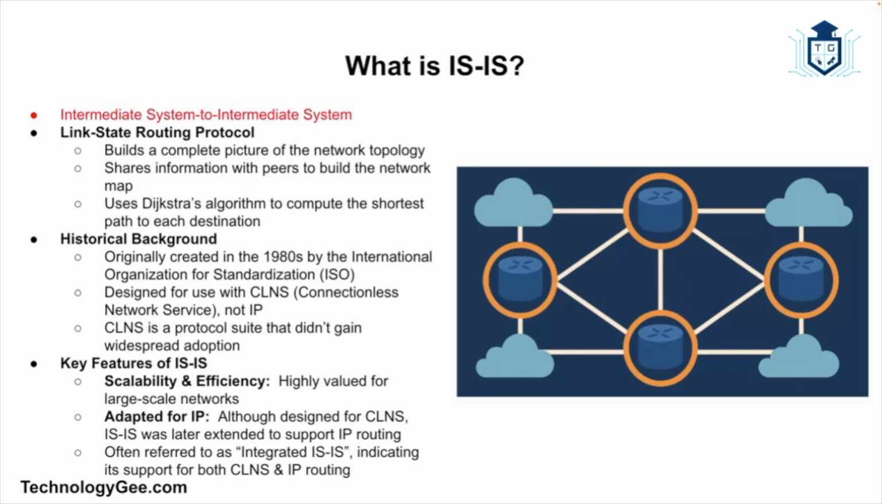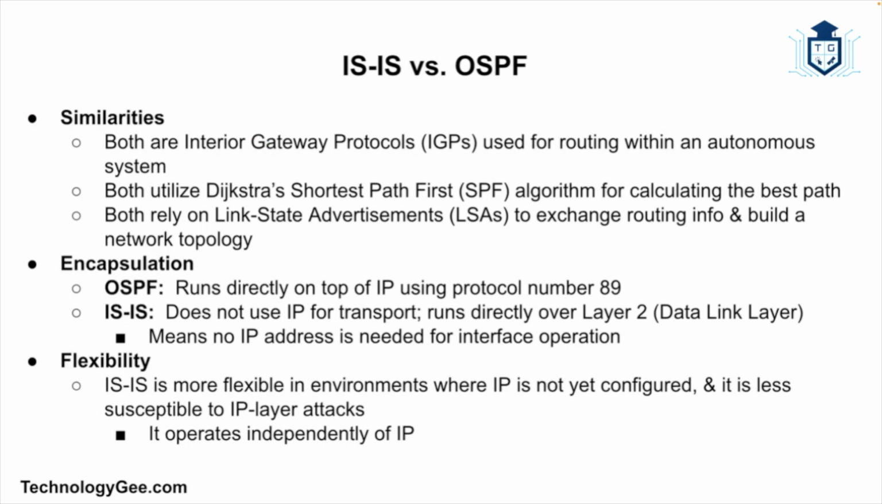This protocol wasn't originally designed for IP. ISIS was created in the 1980s by the ISO for use with a protocol suite called CLNS, or Connectionless Network Service. So think of CLNS like a sibling of IP, except that it never really took off. But the networking world saw value in ISIS, especially its scalability and efficiency. So instead of throwing it away, we extended it to support IP routing. And that's why you'll often hear it referred to as integrated ISIS, because it integrates support for both CLNS and IP. All right, so let's go over some similarities and key differences between ISIS and OSPF.